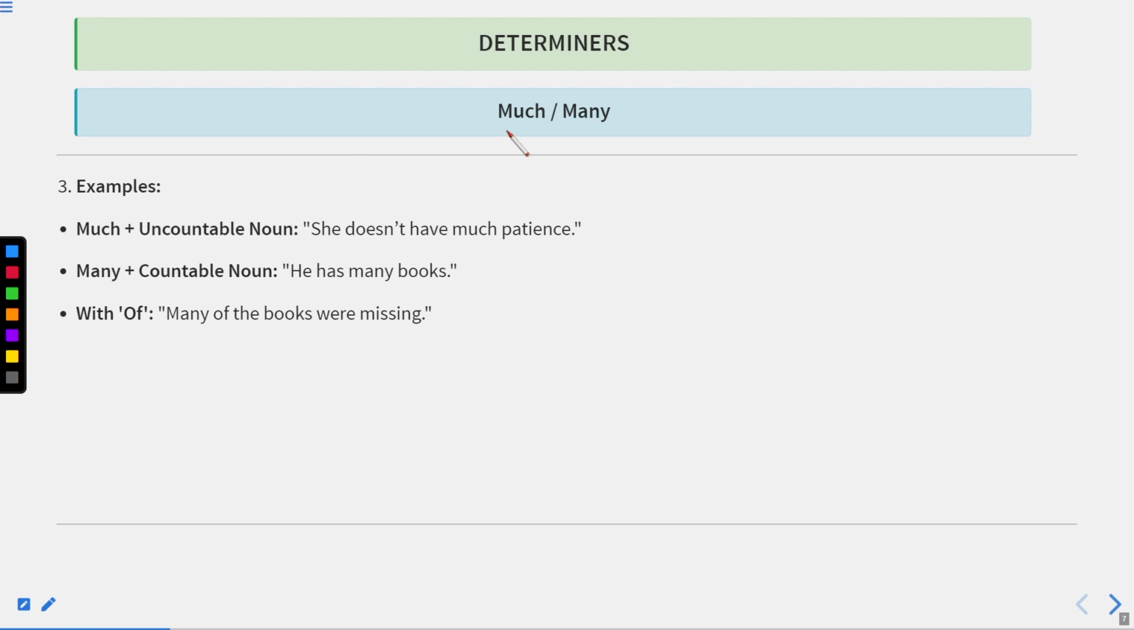Now, as you heard about the words much and many, we have already discussed these two words in our earlier sessions. Much is basically used with uncountable nouns, whereas many is used with countable plural nouns. Much with an uncountable noun: she doesn't have much patience. So patience is uncountable, where we have used the word much. Many with a countable noun: he has many books. So books are countable, before which we have used the word many. With of: many of the books were missing. So we can use it in this style as well.